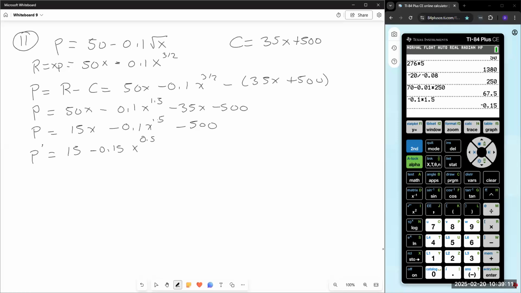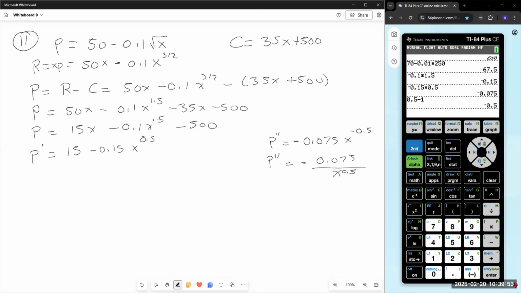Then we want P double prime over here. It's going to be negative 0.15 times 0.5, which is a negative 0.075, x to the 0.5 minus 1 is negative 0.5. Just leave that in case I need it. So P double prime will be negative 0.075 over x to the 0.5.